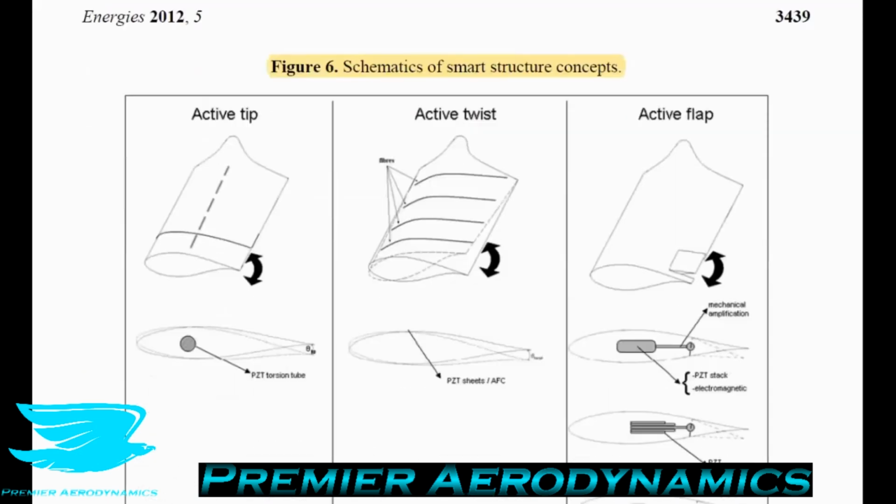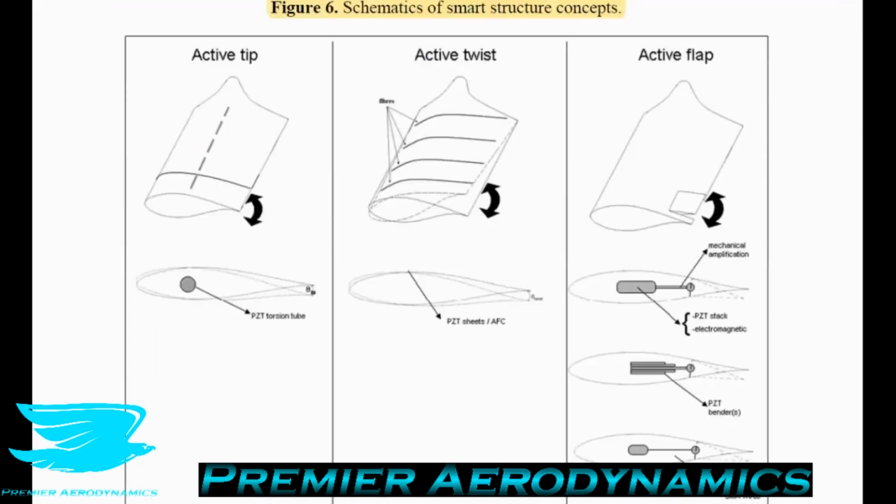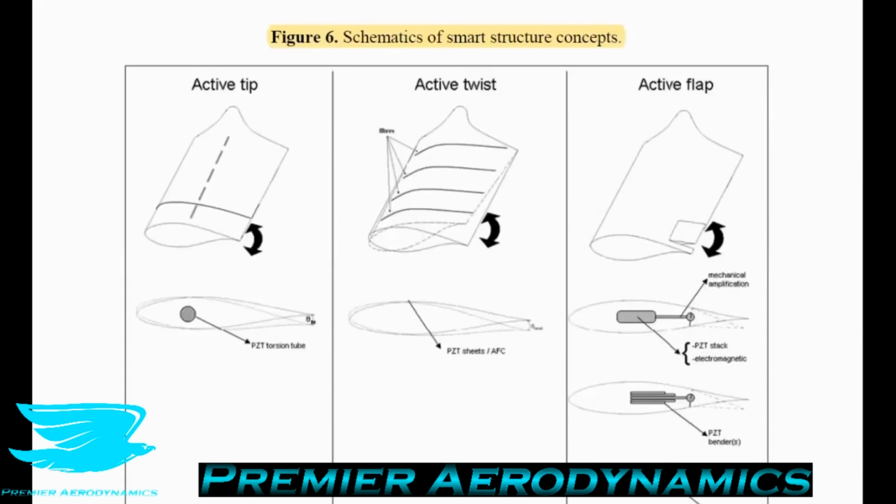So on Figure 6, for those of you playing at home, they have different blades, and ones have active tips, so you can actually change the angle of attack of the tip individually from the rest of the blade. That's really cool.